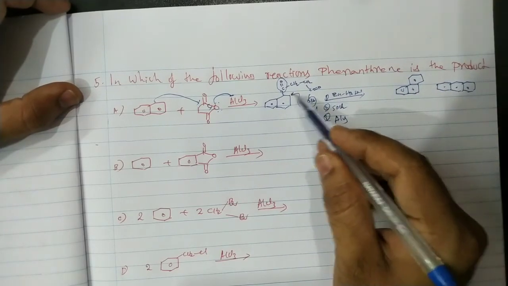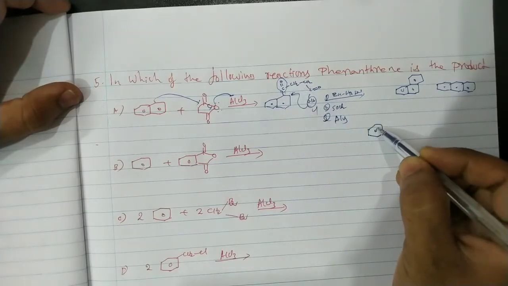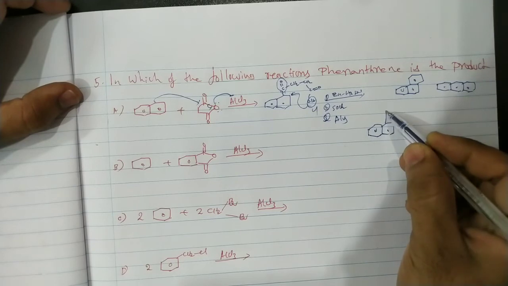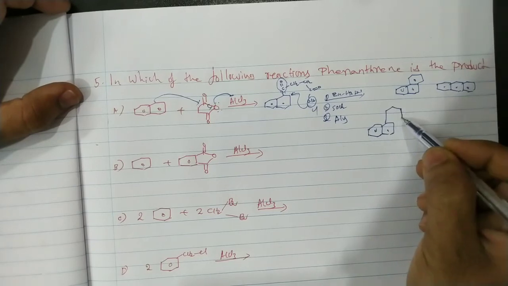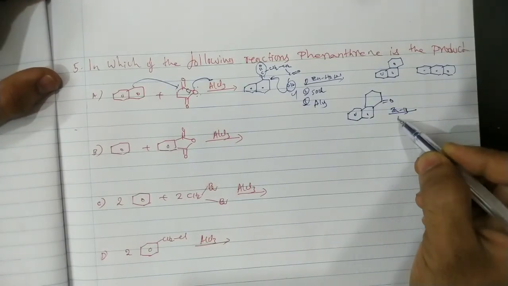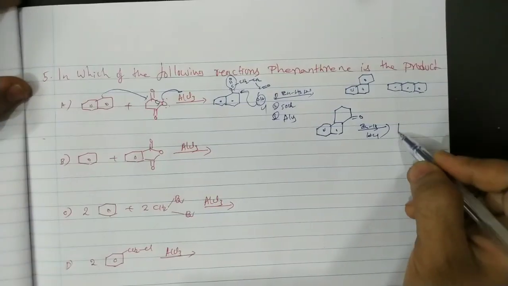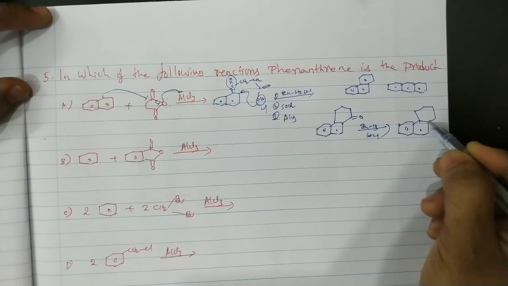This is an intramolecular acylation at the ortho position to this carbon. So here the product is benzene, CH2, CH2C, this one double bond O. Now again here zinc mercury HCl, there is also a Clemmensen reduction. So as a result of the Clemmensen reduction, we will get this product.